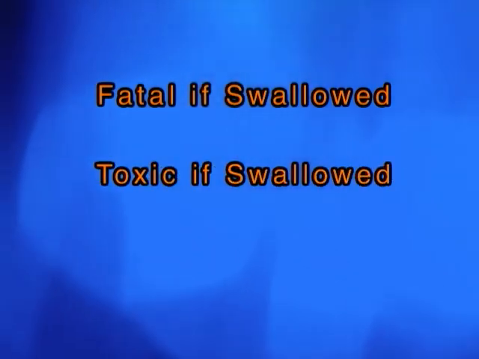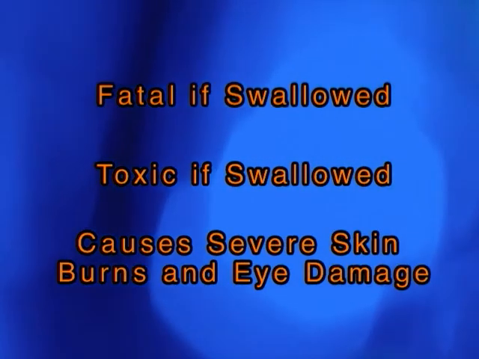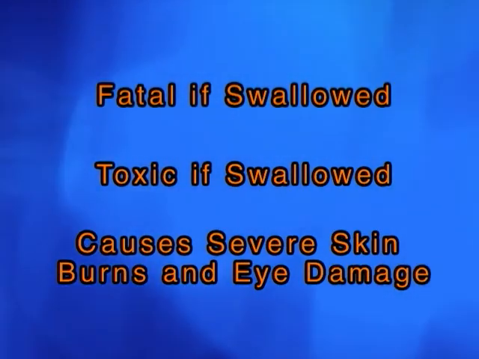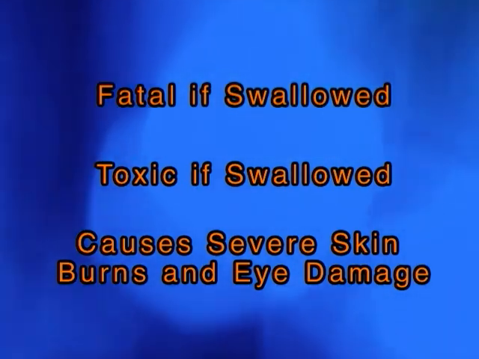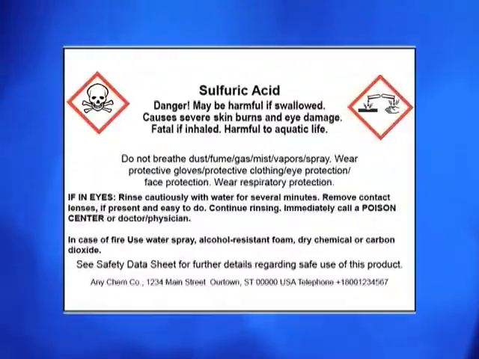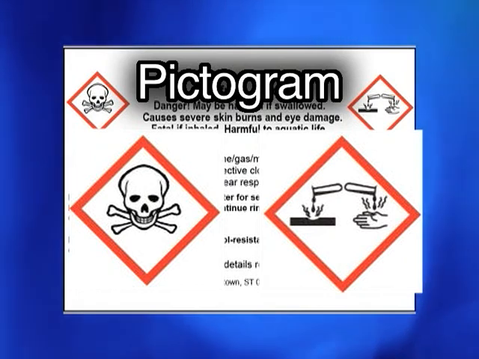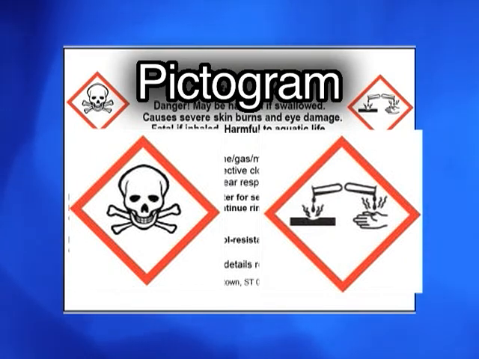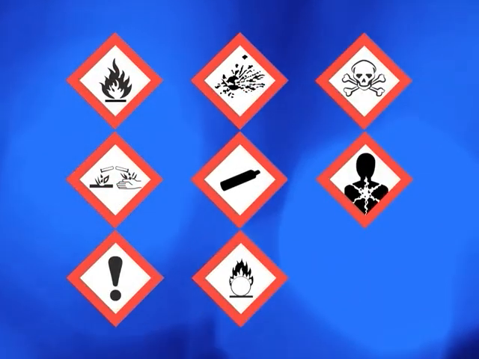Statements such as fatal if swallowed, toxic if swallowed, and causes severe skin burns and eye damage are some examples of hazard statements. Pictogram. A composition which is intended to convey specific health and physical hazard information about the chemical. OSHA has mandated 8 specific pictograms to be used on chemical labels.